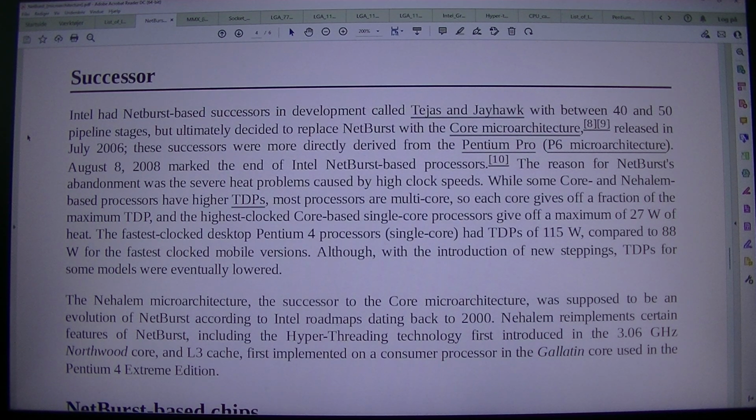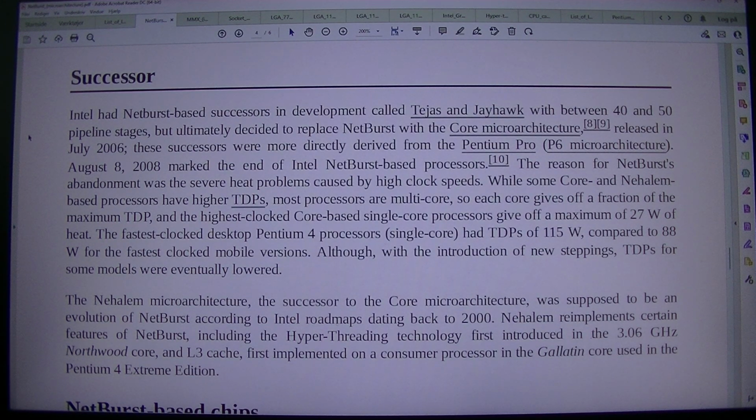Roadmap. Successor. Intel had NetBurst-based successors in development called Tejas and Jayhawk with between 40 and 50 pipeline stages, but ultimately decided to replace NetBurst with the Core Microarchitecture, released in July 2006. These successors were more directly derived from the Pentium Pro P6 microarchitecture. August 8, 2008 marked the end of Intel NetBurst-based processors.